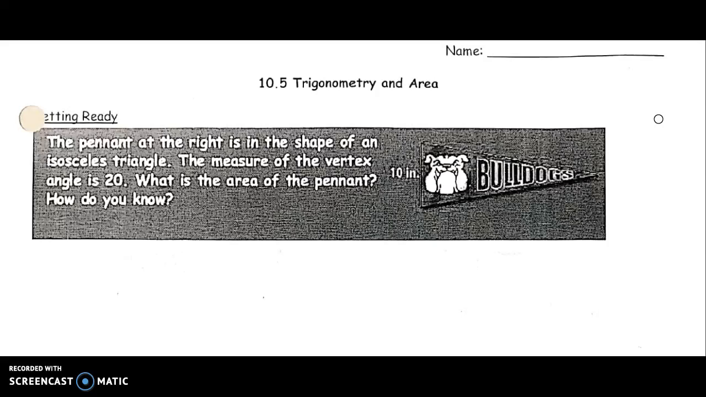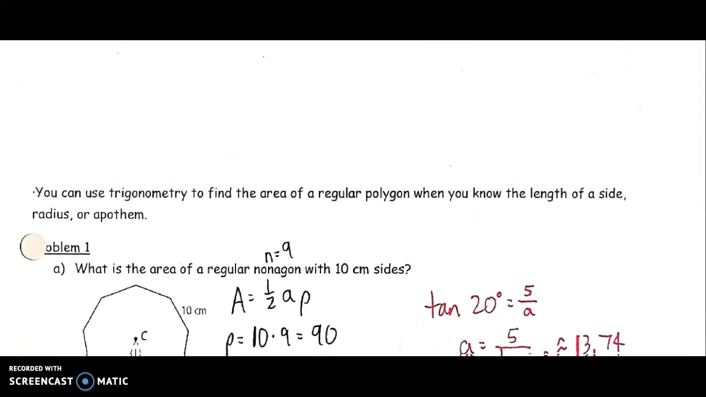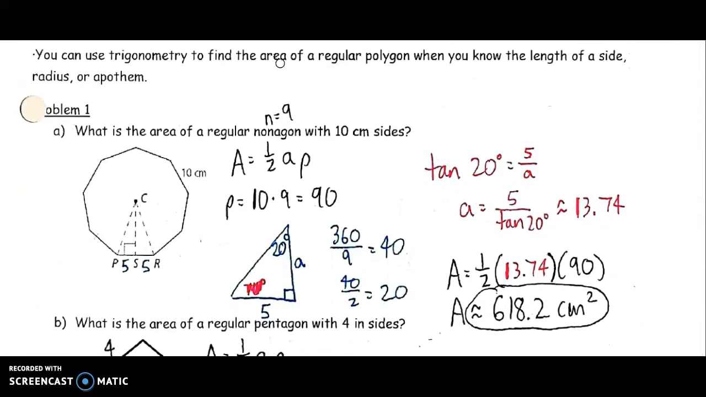So section 10.5, trigonometry and areas, a lot like a section we did back in 10.3 when we're finding areas of regular polygons. Now we're going to be solving those questions just slightly differently in this section. As a review, we can use trigonometry to find the area of a regular polygon where we know the length of a side, a radius, or apothem. So we could have a few different starting points.